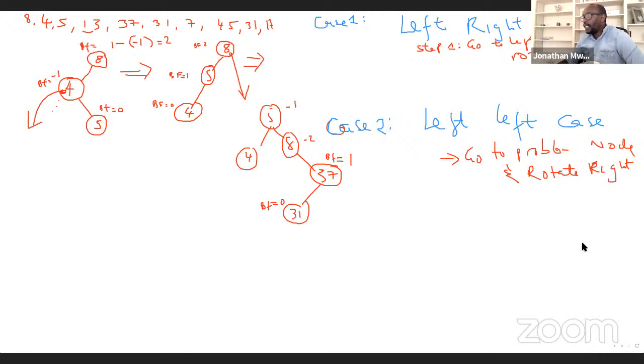So we determine what problem it is. It's minus 2, meaning that the tree is heavier on the right-hand side. So I'll say here case 3. Looks like it's going to be a case 3. So at 8, we have a minus 2. So it means the problem is on the right-hand side. So it has a right problem. And then therefore we go to the right-hand child, that is 37. We look at the balance factor, it is 1, meaning that at 37, the tree is heavier on the left-hand side. So we have a right-left case.